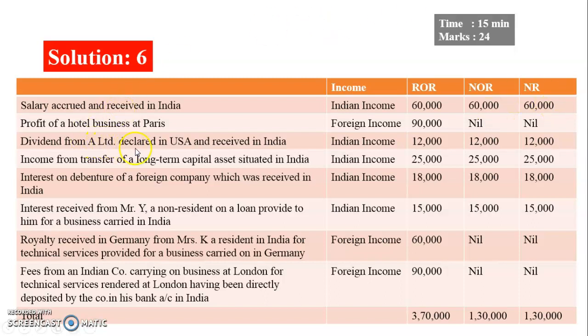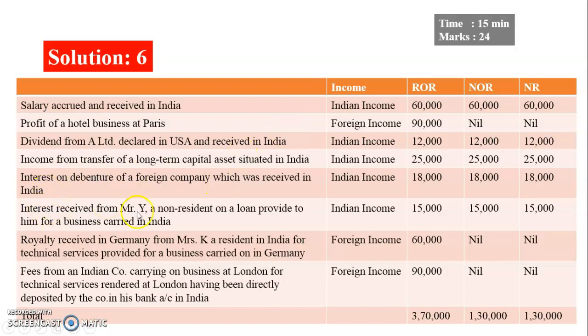Dividends from A Limited declared in USA and received in India. It is an Indian income because the income is received in India, so chargeable to all three. Then income from transfer of a long-term capital asset situated in India. Again, in case of any capital asset situated in India, any kind of income will be considered as deemed to accrue or arise in India, so it is Indian income chargeable to all three. Then interest on debentures of a foreign company which was received in India, again received in India, so Indian income chargeable in all the three.